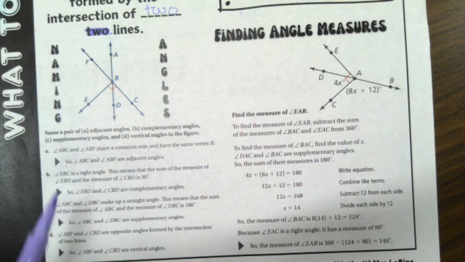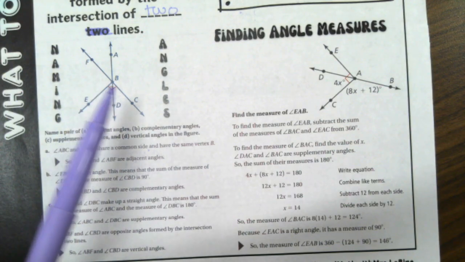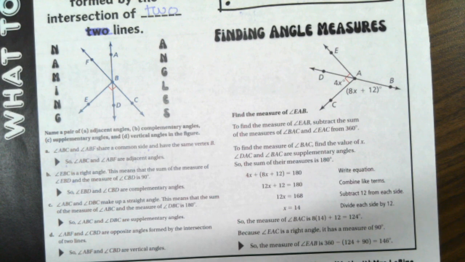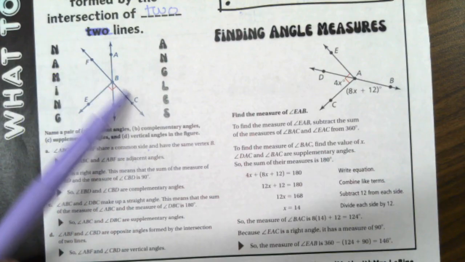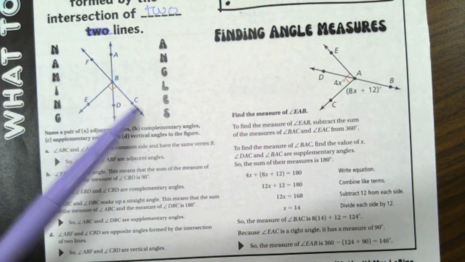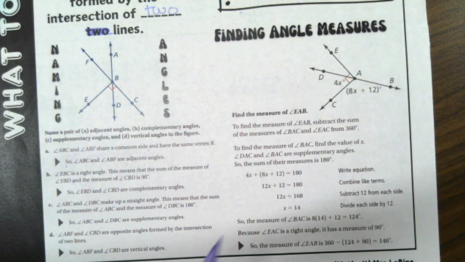Okay, so you'll be able to go through here and see different types of angles, how they can be one thing or the other, and sometimes more than one thing. Because A, B, and C, and A, B, and F would also be supplementary angles, because this is a straight line, so they would make 180 degrees. Then you're going to find some angle measures.